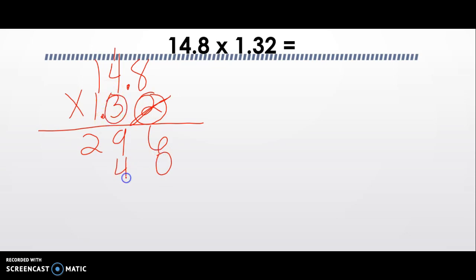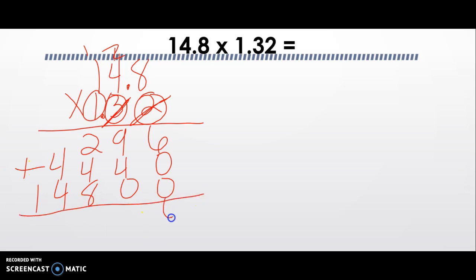8 times 3 is 24. Carry the 2. 12, 13, 14. 4, carry the 1, 3, and 4. Cross out. I need 2 placeholders now because I have 2 numbers crossed out. And 8, 4, and 1. 6, 13, 4, 5, 6, 7, 15, 8, 9, and 1. Then look at the problem.